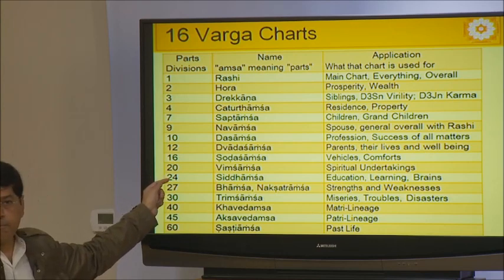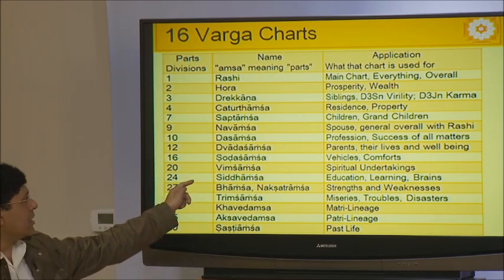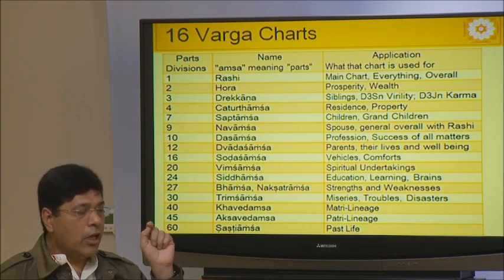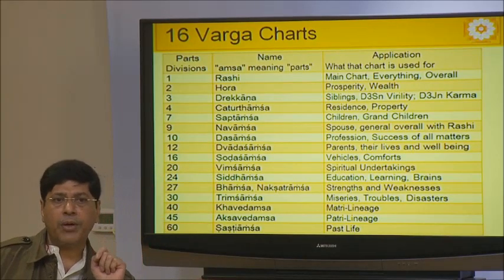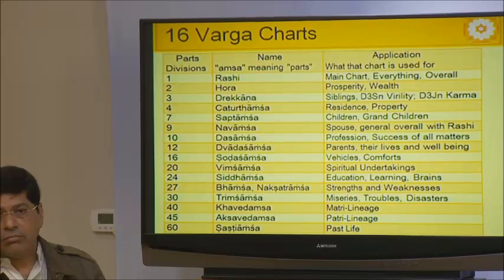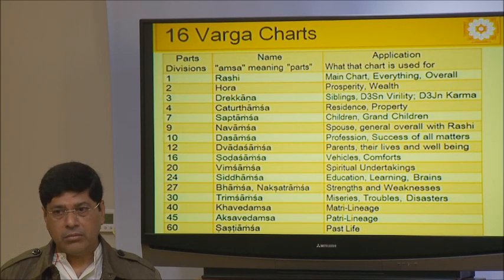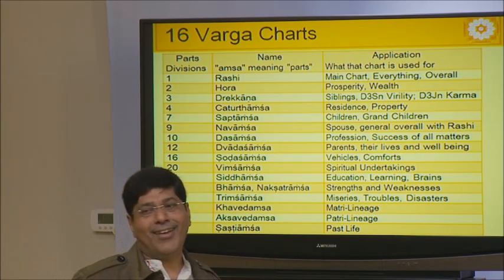Then D20, Vimsh Amsha. This is all spiritual undertakings, all spiritual studies, all your siddhis. How are you progressing spiritually? Is your chakra opening up? All very detailed. Very detailed. How much of knowledge will you have? How much of spiritual knowledge can you really have? No, I mean, for spiritual knowledge, your luggage.